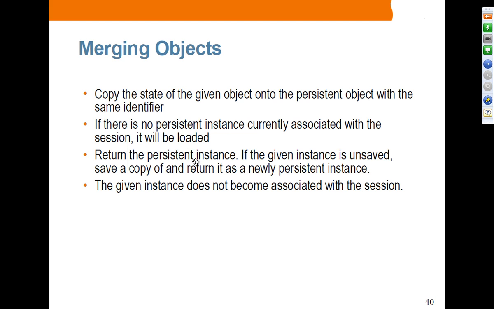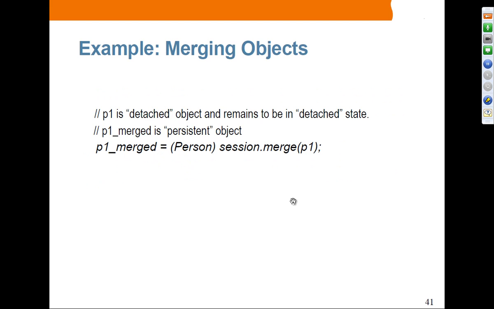And it will return the persistent instance. And if the given instance is unsaved, you save a copy and return it as a newly persistent instance. I'm going to give you an example code in a few seconds, so don't worry about this bullet. The given instance does not become associated with the session. So let's see how things work.